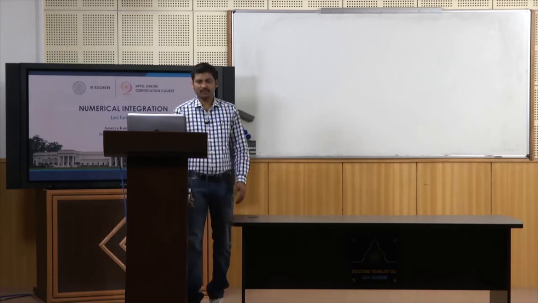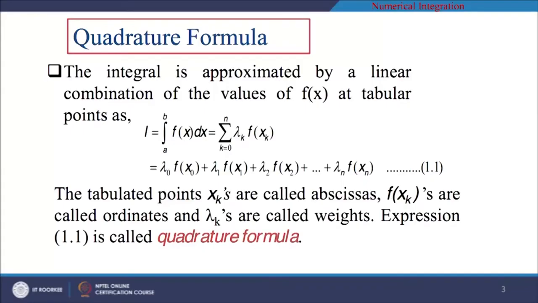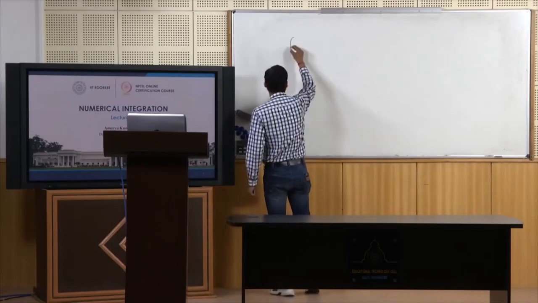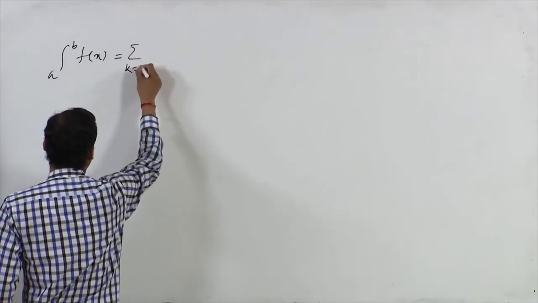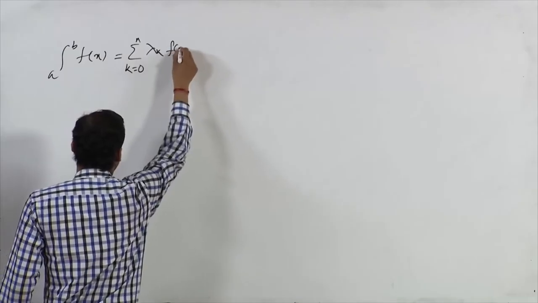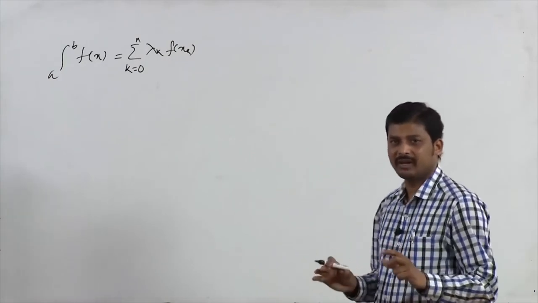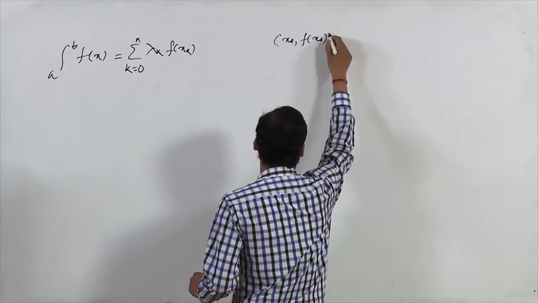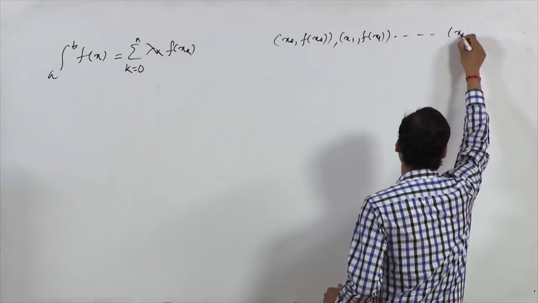First, for the quadrature formula, usually this integral is approximated by a linear combination of the functional values of f of x at the tabular points. This means that the integration from a to b of f of x dx can be expressed in the form of summation k equals 0 to n lambda k f of x k. Already it is known that we will have a set of tabular values in the form of x 0, f of x 0, x 1, f of x 1, up to x n, f of x n.